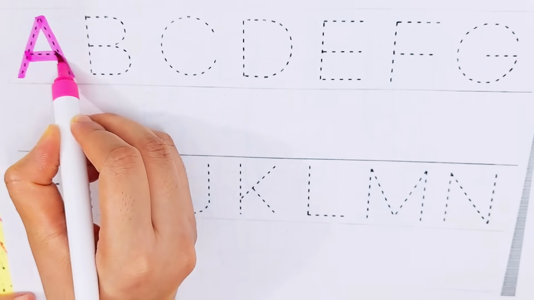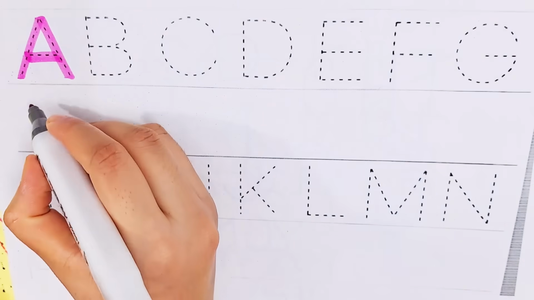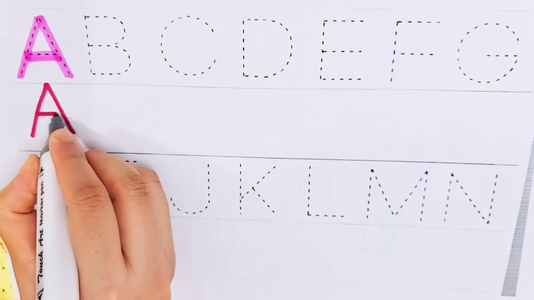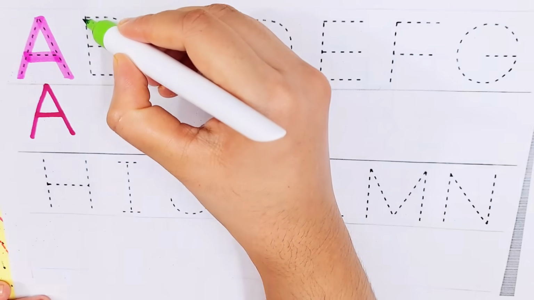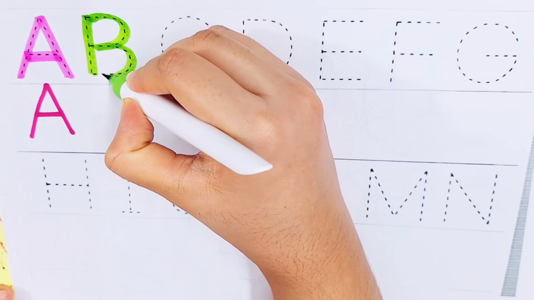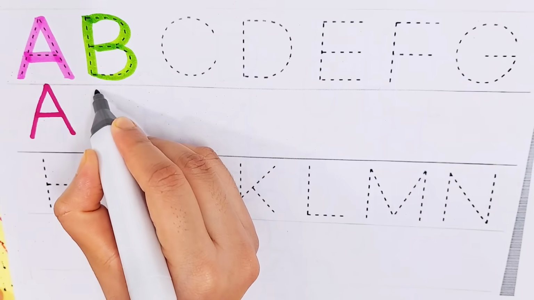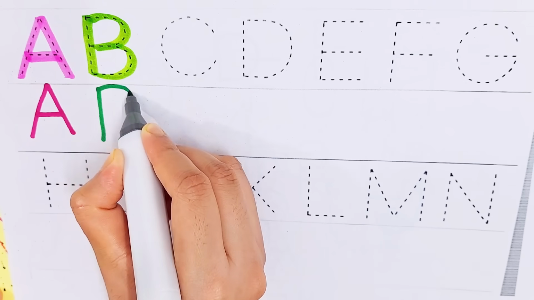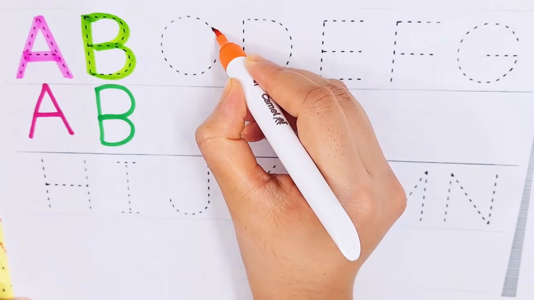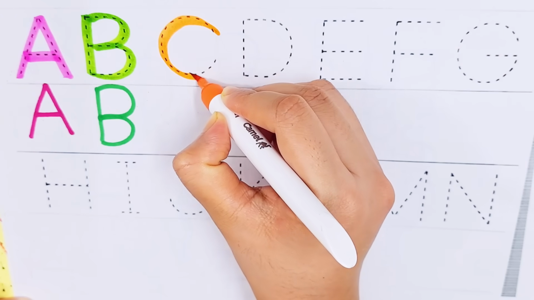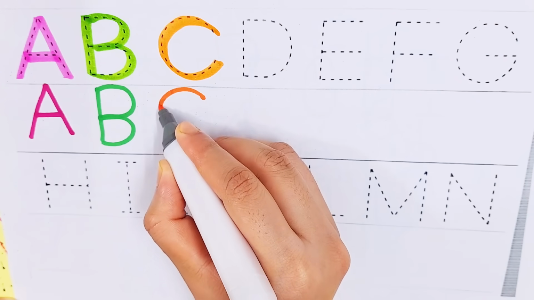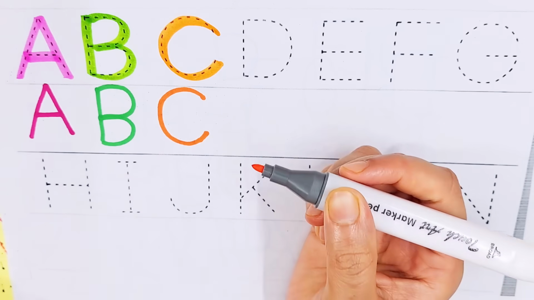A for avocado. A for ant. B for book. B for banana. C for candy. C for cherry.